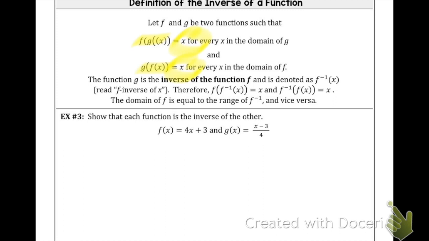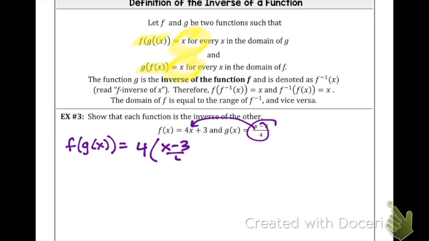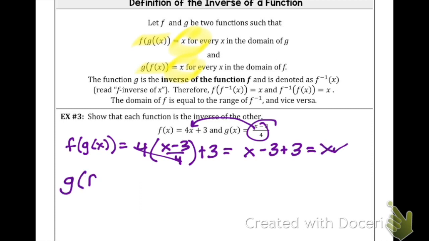So if I wanted to test, for example, whether f and g were inverses of each other, I'm going to do an f of g of x. So let's go ahead and do that. So I'm going to plug in my g function into my f. So 4 times (x minus 3) over 4, plus 3. These 4's cancel, so x minus 3 plus 3 gets us to x. That checks. Do it the other way. Make sure that also gets us an x.